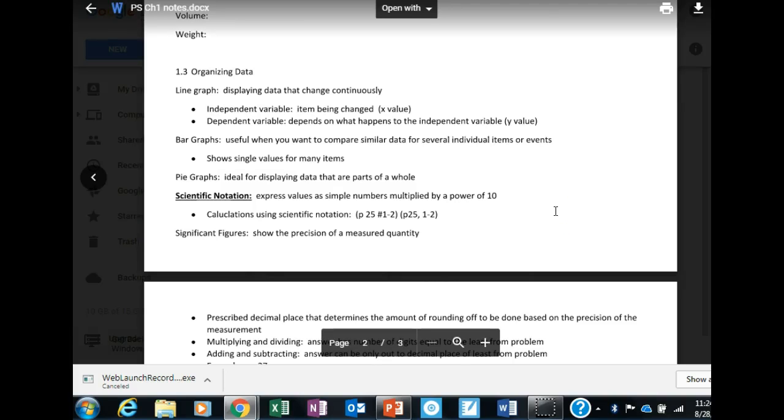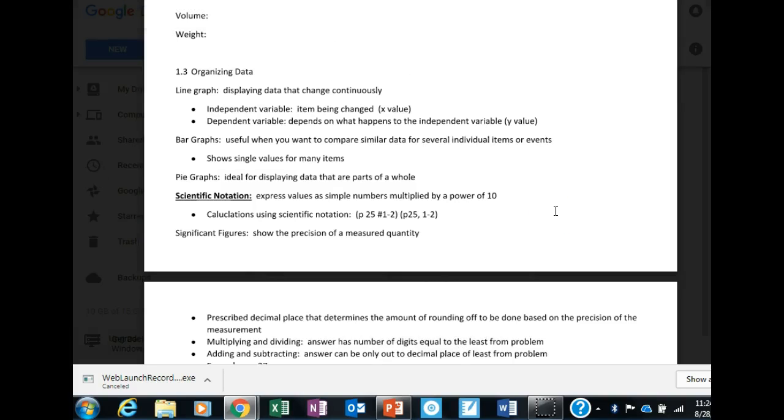Chapter 1, Section 3 is about organizing our data. When we organize our data from our experiments, we will make a graph. And one of those graphs can be a line graph. And this is where you display data that changes continuously.